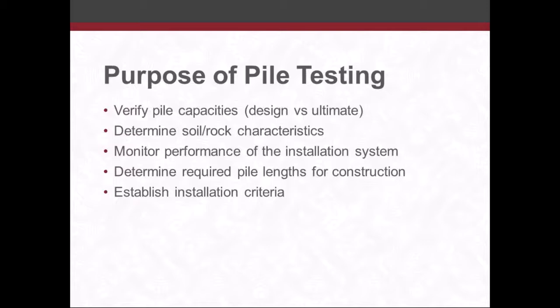We also want to determine the soil and rock characteristics. Even with soil borings, we don't know the exact soil pile interaction. There could be soil types where there's a loss of capacity over time, which is relaxation. And there's also soil types where we'll gain pile capacity over time through soil setup or soil freeze. We also want to monitor the performance of the installation system. From a quality control standpoint, we want to make sure all the piles are installed in the same fashion using the same equipment across the site.